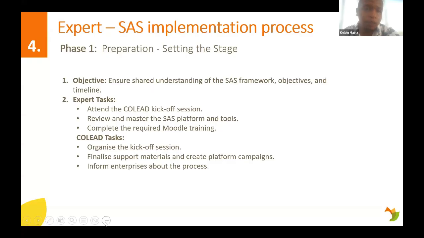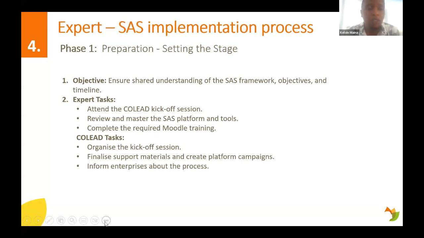So, the SAS implementation process. Again, here for preparation: objectives, expert tasks, then the co-lead tasks. For objectives, we are going to ensure there's a proper understanding of the objectives, and of course agree on the timelines at the initial meeting phase. Then, of course, the expert tasks include attending the kickoff session, reviewing and mastering the SAS platform and tools, and of course completing the required Moodle training. Again, it's good for you to confirm whether you have access to the Moodle.